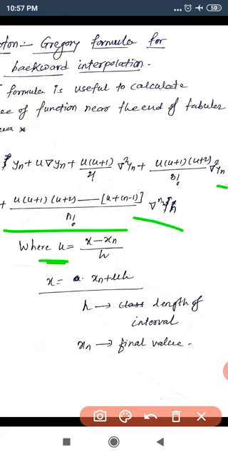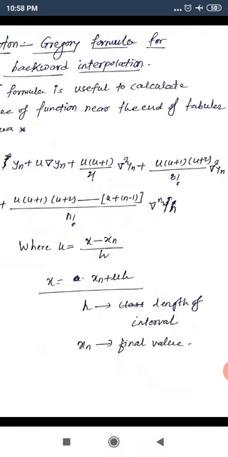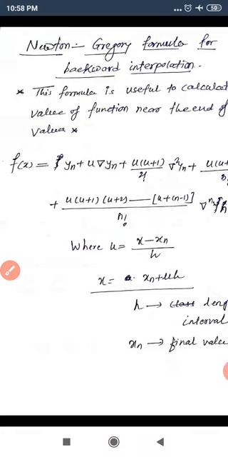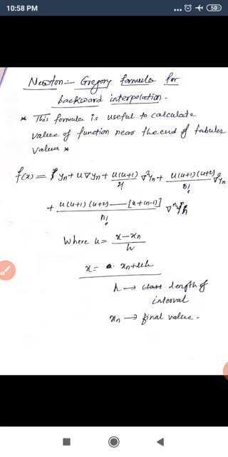u is equal to x minus x0 upon h, but in the backward formula u is x minus xn upon h, x minus the last value upon the length of the interval. So from here we can calculate x: x is equal to x0 plus u h, where h is the length of the interval and xn is the final value. So this way we can use the backward formula.